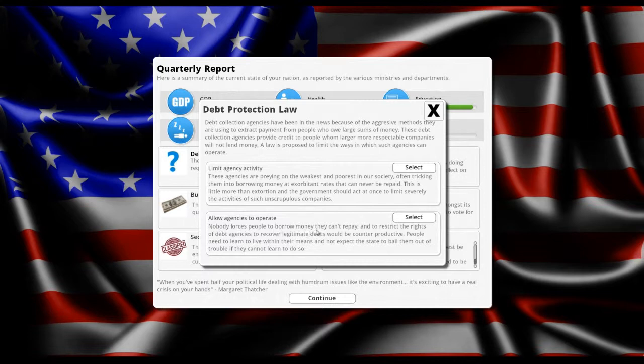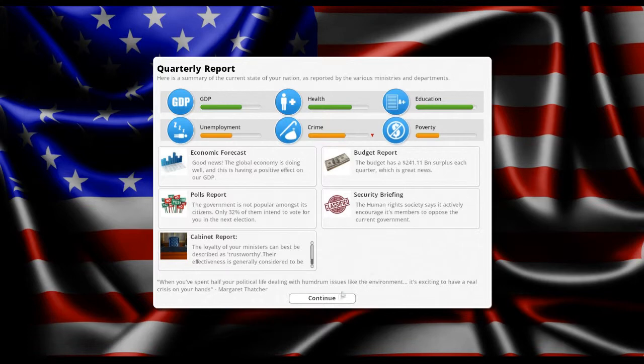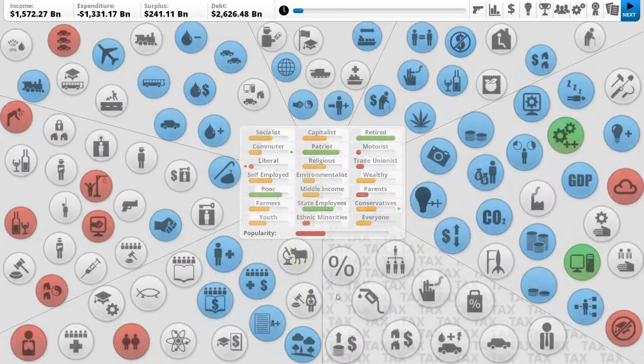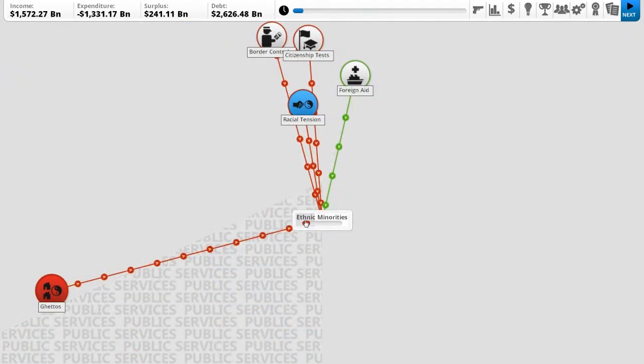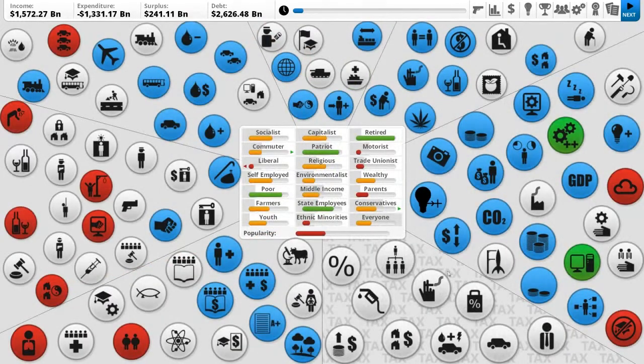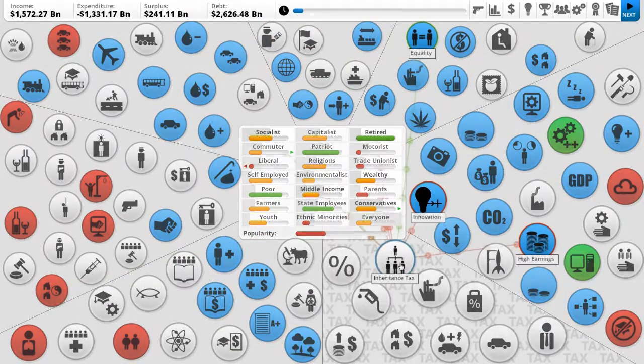Nobody forces people to borrow money they can't repay, and to restrict the rights of debt agencies to recover legitimate debts would be counterproductive. People need to learn to live within their means and not expect the state to bail them out of trouble if they cannot learn to do so. So, gotta do that. Also, I've turned off assassinations, by the way, because I don't know what it is. Usually ethnic minorities start to hate me a lot, and they assassinate me. The Black Power group, in specific.